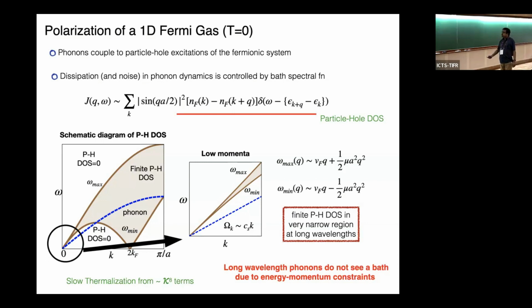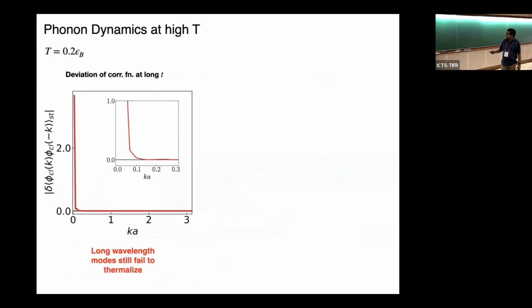And if you calculate carefully higher order terms using diagrams and so on, you can show that the first terms which will finally lead to a dissipation will be of the order of kappa to the power 8 in this case. But let's not go there. What's more interesting is now, I have gotten up to 0.2 epsilon B. Epsilon B is the bandwidth of the bath. So this is pretty high temperature.